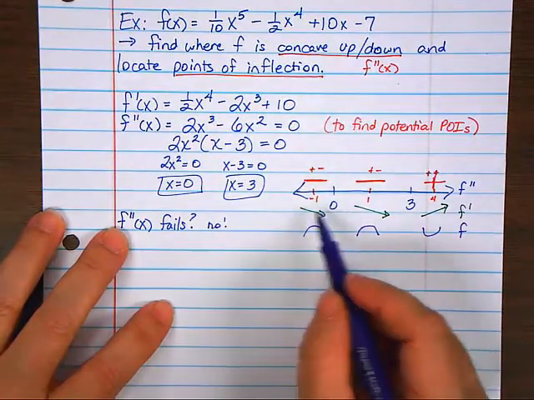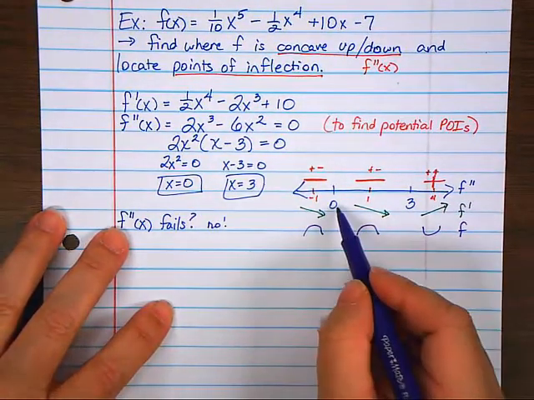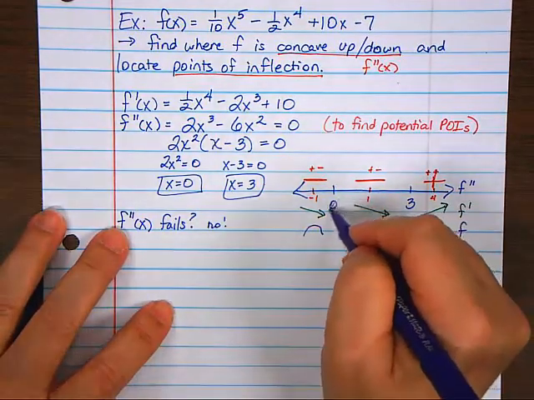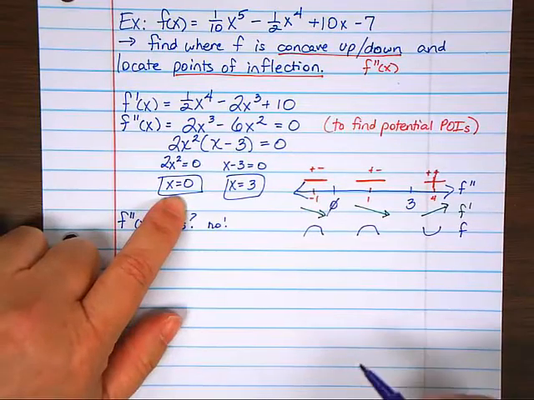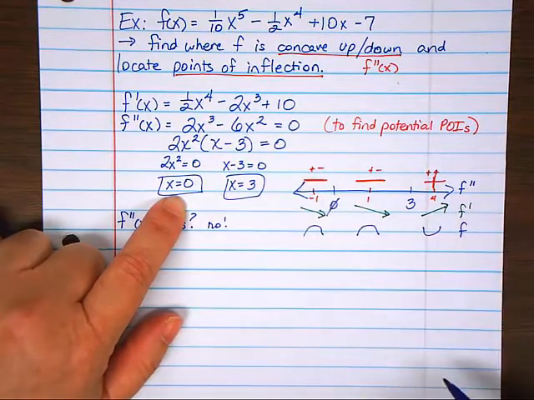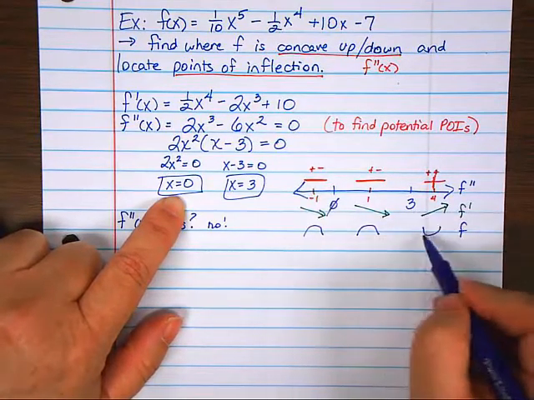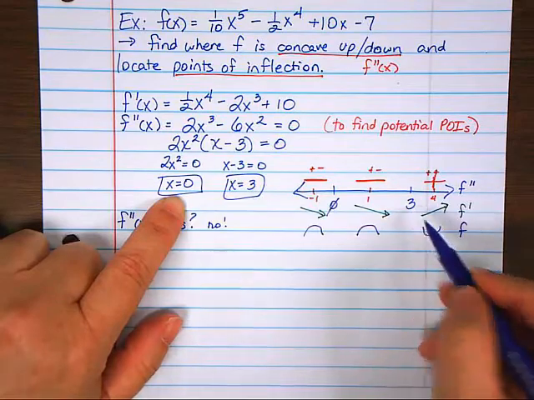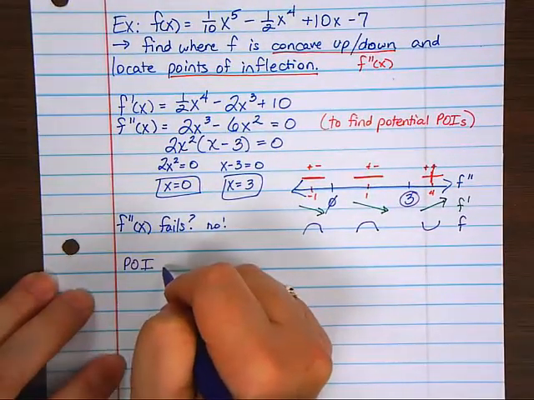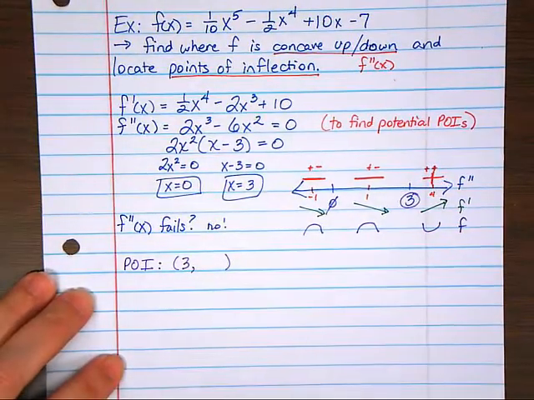According to the test for inflection, the graph must change concavity at that point. Does the graph change concavity at 0? No. Therefore, 0, even though it came out to be one of the points where it equals 0, is not a point of inflection. So I marked it out. It's not a POI. Does the graph change concavity at 3? Yes. So my point of inflection is at 3, comma something.